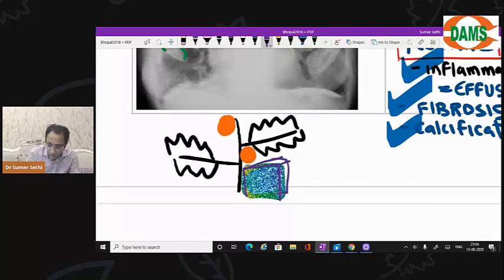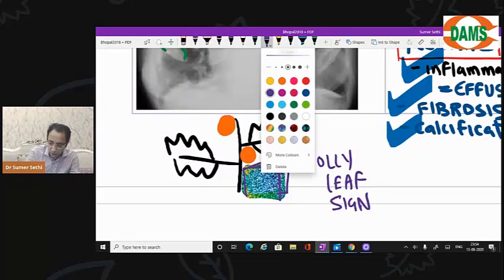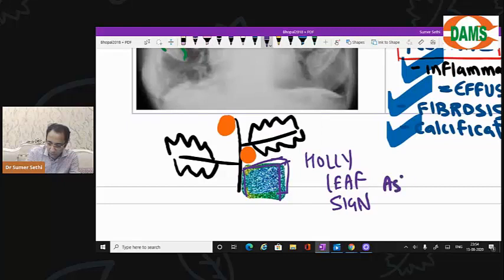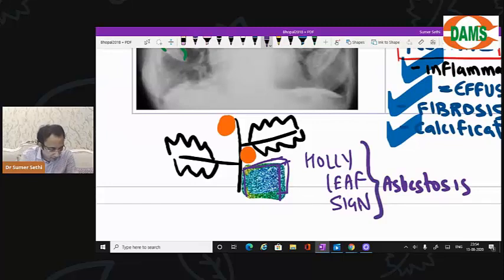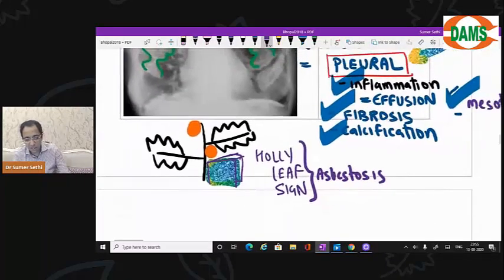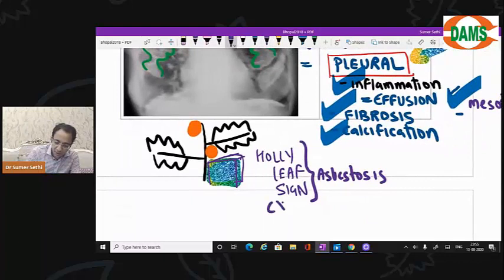Okay, so now these leaves are called holly leaves, and the appearance that we saw on the X-ray is called the holly leaf sign of asbestosis. Are you clear? Everybody understands? The holly leaf sign on chest X-ray is seen in asbestosis. Everybody clear? Okay.